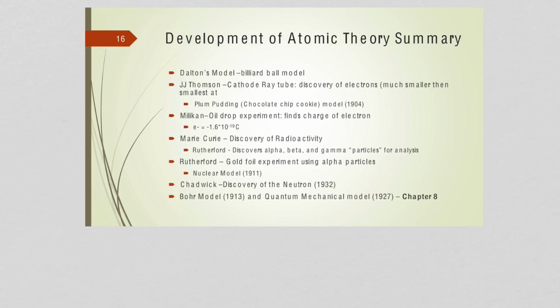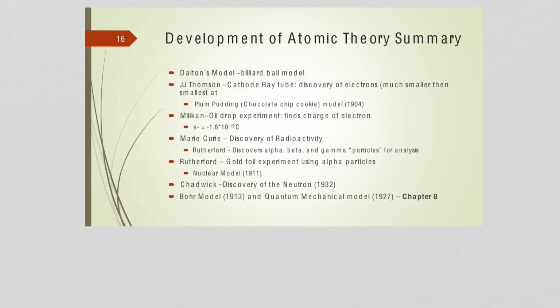So to start at the end, right? By 1932, with the discovery of the neutron, we had a pretty complete picture of what was going on with the basic structure of the atom and how we visualized it. Now, that does not mean it hasn't changed since then, but the basic ideas were pretty much there at that point.